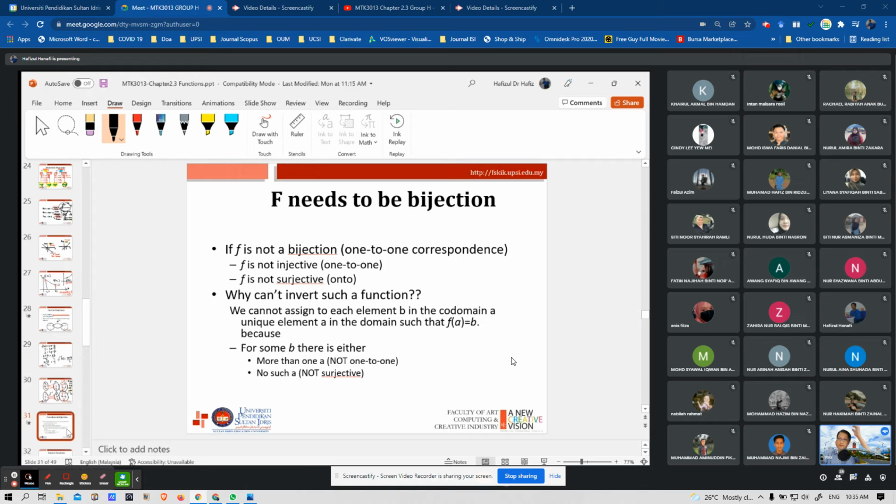First of all, if you want to find an inverse, you need to be careful, because you want to ensure this is a bijection. Bijection means it must be a one-to-one correspondence, because you want to inverse the values.